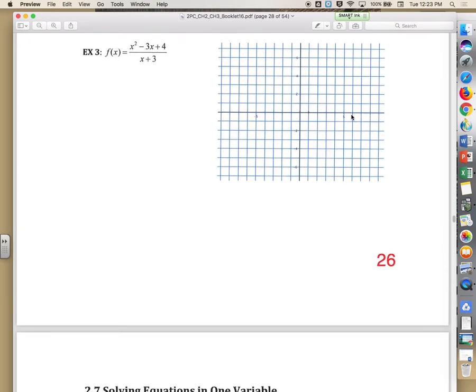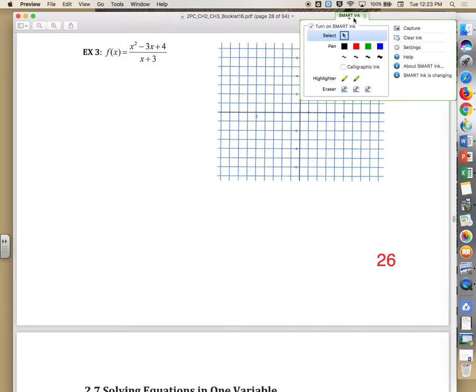All right, same process for this one. It doesn't look like we have anything that will cancel for the factors, so we have no holes in this graph.